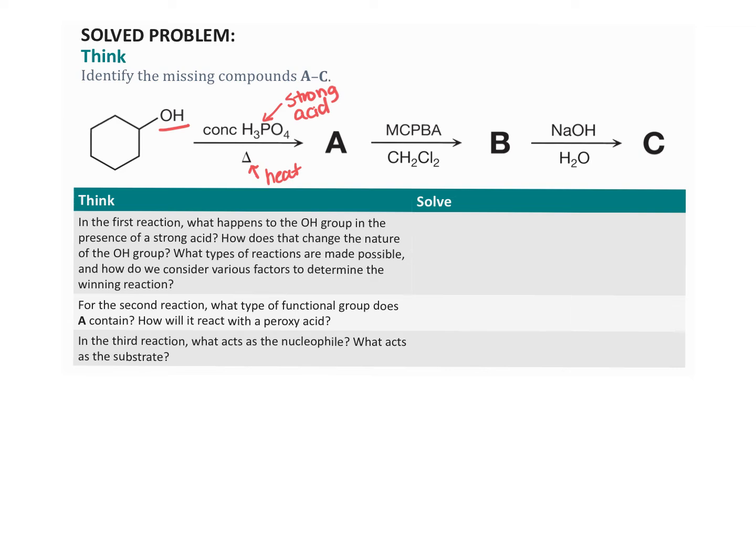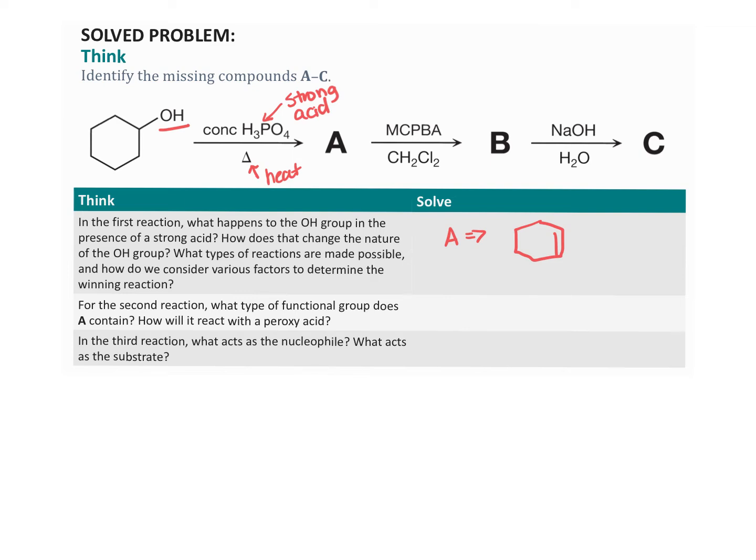The winning reaction here is E1 because the attacking species is weak. The leaving group is excellent. The solvent here is protic, and heat favors elimination over substitution. So the first step here for A, what we know, right, is that the product would look like that. So you may need to go back and review some of your chapter 9 information, right?